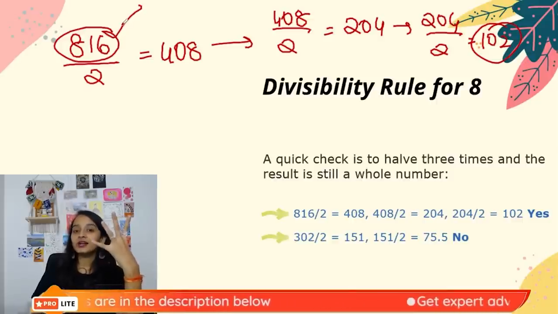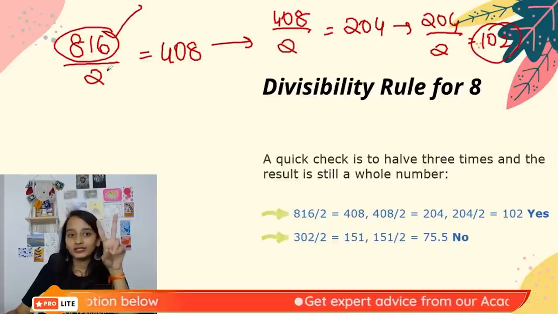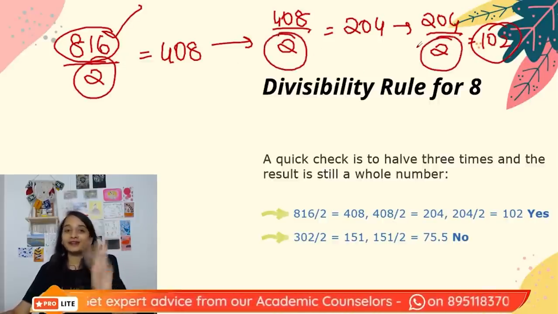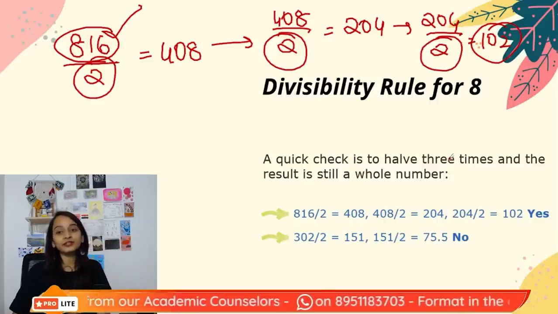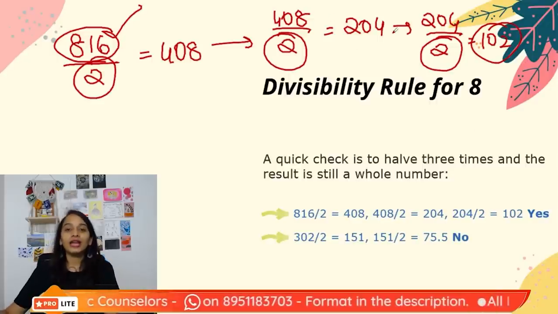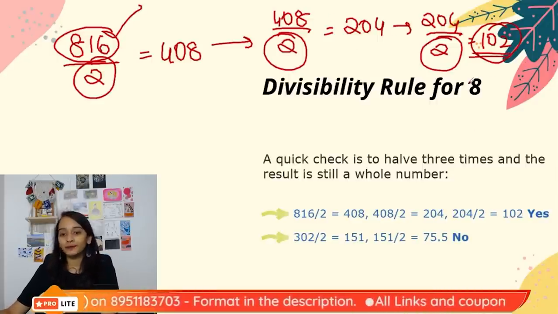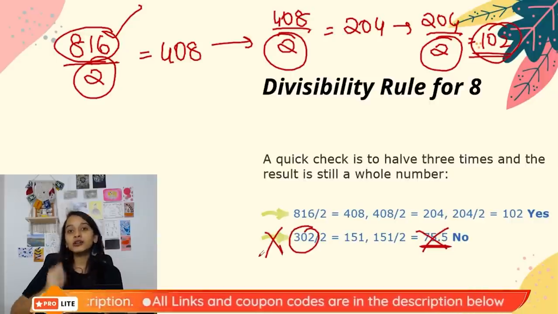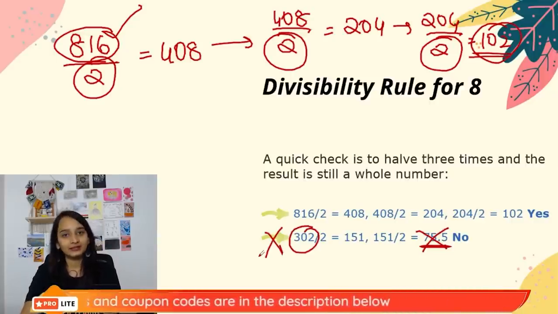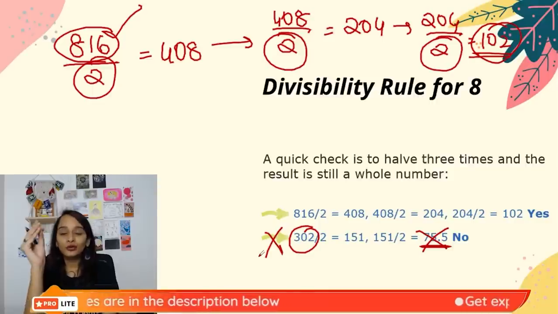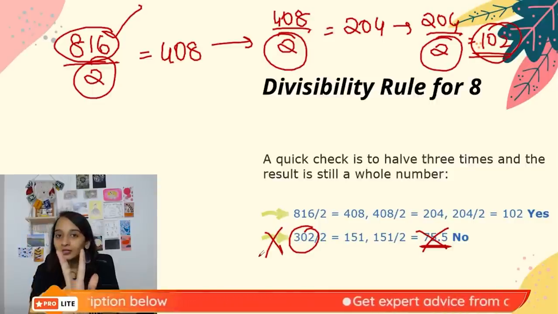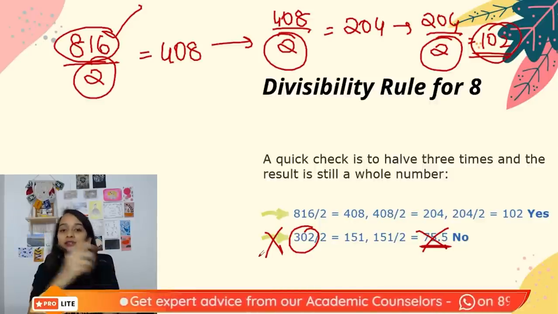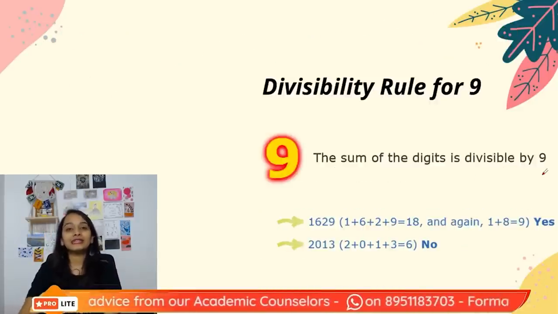4 के लिए हमने क्या किया था? हमने दो बार किया था. Twice. Divided with 2 only twice. But यहाँ पे हमें thrice. You have to divide it with 3 times. You have to divide 3 times by 2. And you should still get a whole number. यहाँ पे आपको decimal number आ गया, so that's why 302 is not divisible by the number 8. Remember, divisibility for 4 के लिए आपको divide करना है दो बार into 2 halves, half and half. Divisibility rule for 8 में आपको कितने बार divide करना है? You have to divide it 3 times.